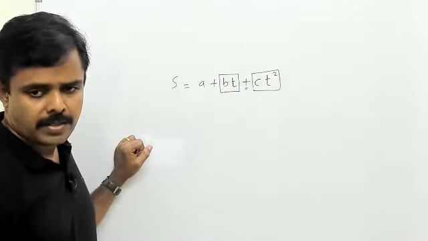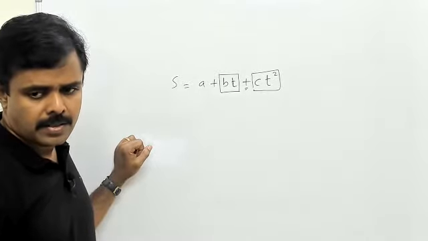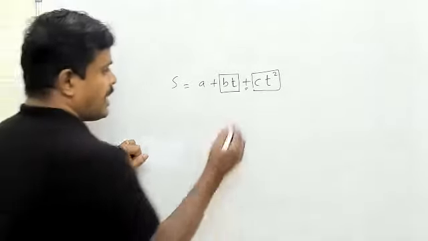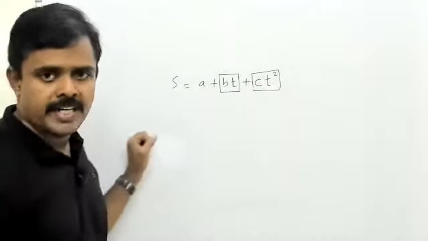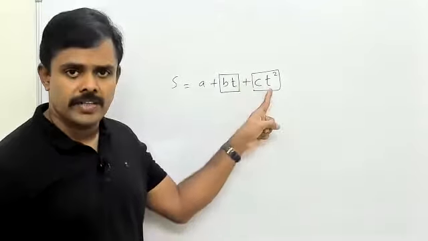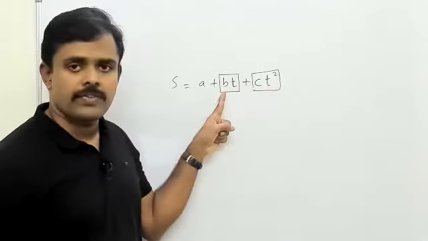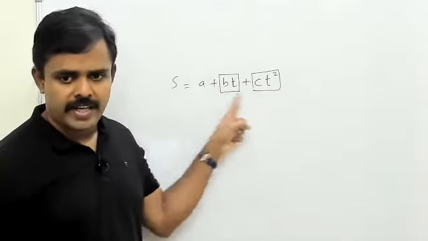Am I correct or not? Yes. I need to find the dimensions of C. I have to make use of the principle of homogeneity. If you see the plus sign, to the right of it is CT square, to the left of it is BT. They must have identical dimensions.